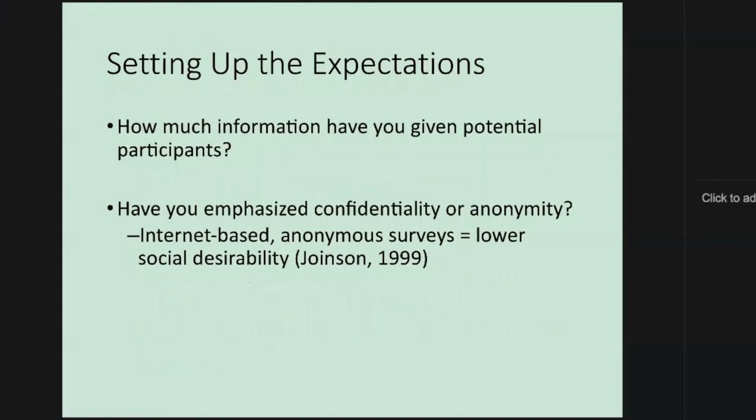So let's think about how we set up our expectations in a study. How much information have we given potential participants ahead of time? Sometimes we can conceal parts of our study, minor deception in an ethical way if it's approved, to make sure that participants don't know too much, so that they won't know what we're expecting of them so that they can give it to us. One way that we could get people to respond in a less socially desirable way and more true to their feelings is protecting their confidentiality or anonymity. When we do internet-based anonymous surveys, we tend to have lower social desirability scores, meaning that people are probably responding with their true feelings rather than just based on social norms.